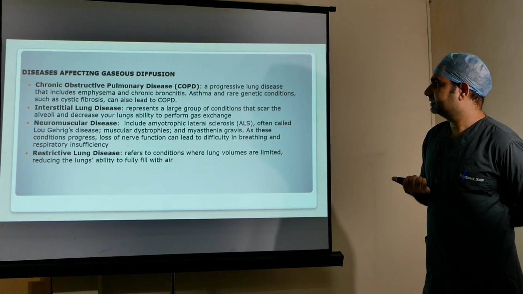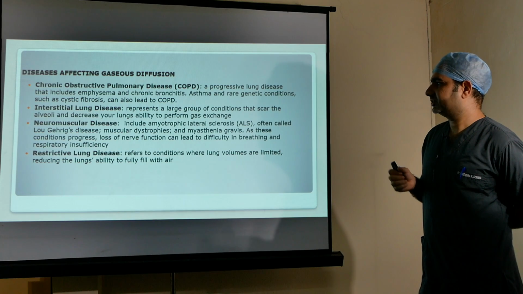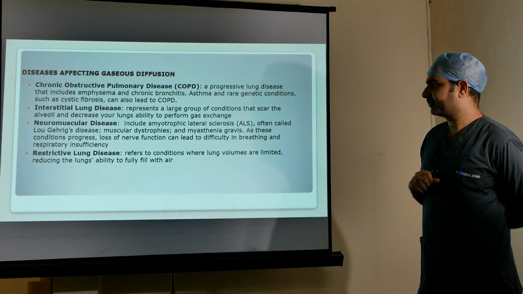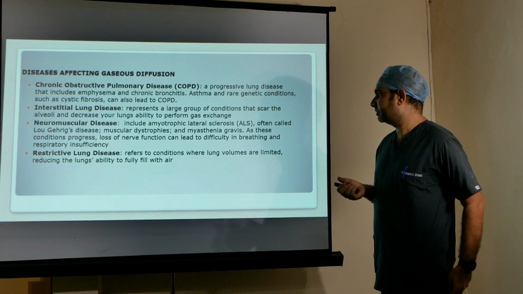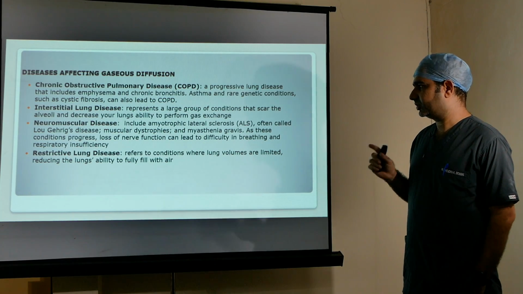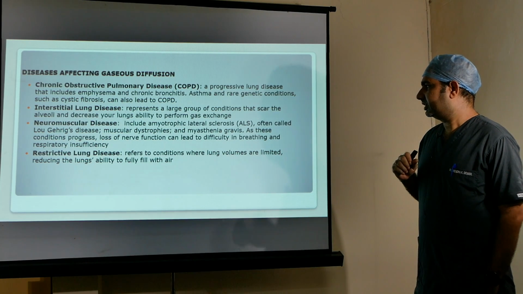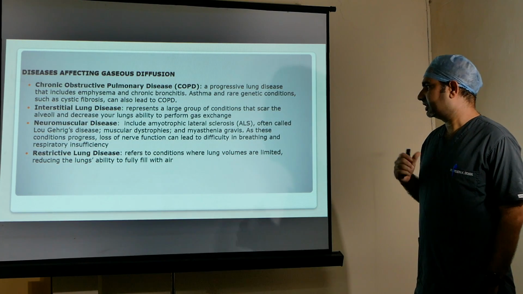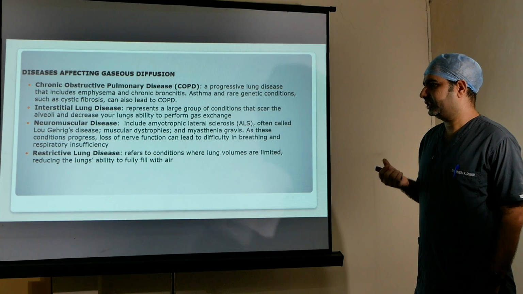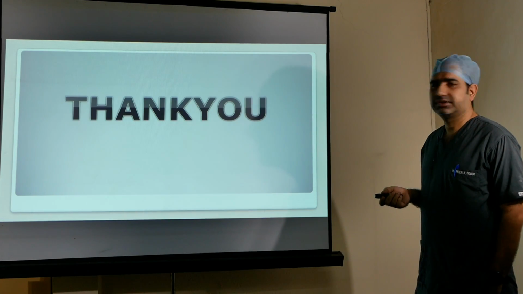Now interstitial lung disease: in interstitial lung disease the thickness of the alveolar capillary membrane is increased, so the diffusion is limited, resulting in hypoxia. Neuromuscular disease also results in difficulty in breathing and respiratory insufficiency, that will also lead to poor oxygenation of the tissues. Now restrictive lung diseases refer to conditions where lung volumes are limited, and this will lead to poor ventilation and lead to hypoxemia in the patients. Now, thank you.